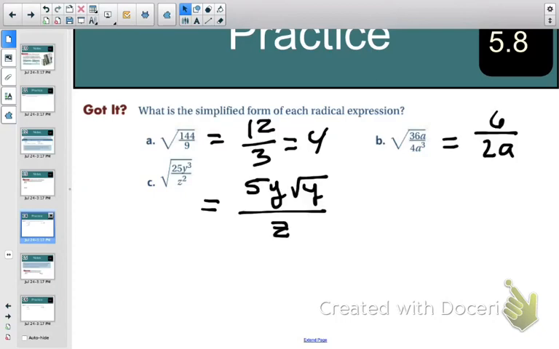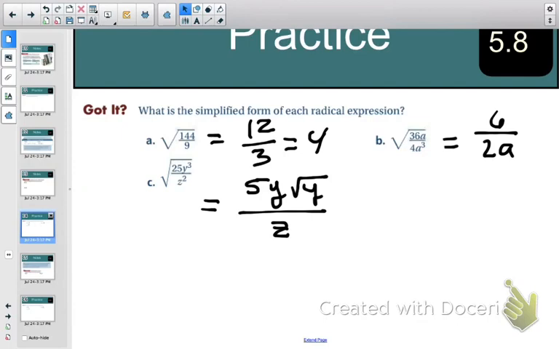Alright, welcome back. So, part A here, we just do the square root of 144, which is 12, the square root of 9, which is 3, 12 over 3, and that actually simplifies further to 4. 12 divided by 3 is 4. On B, I simplified the a's first, so I changed that to a squared on the bottom, and then I square rooted the top. The square root of 36 is 6, the square root of 4 is 2, and then I had a squared left on the bottom, so that just became a.